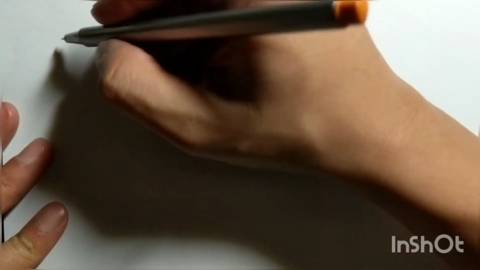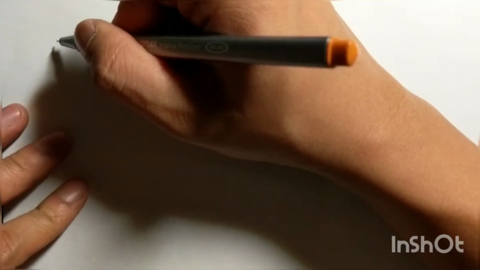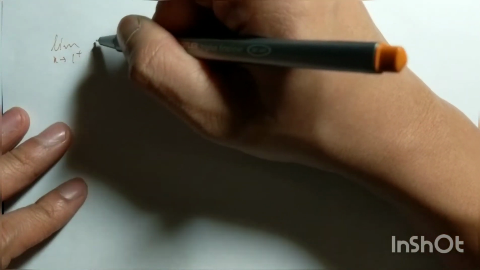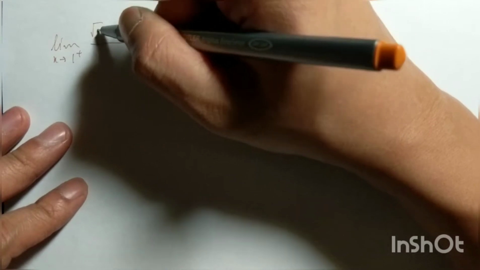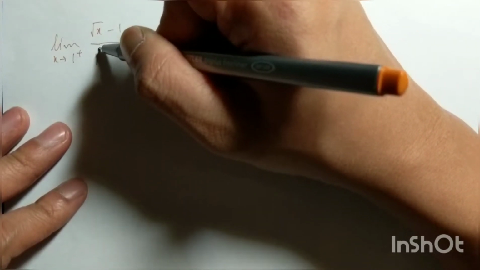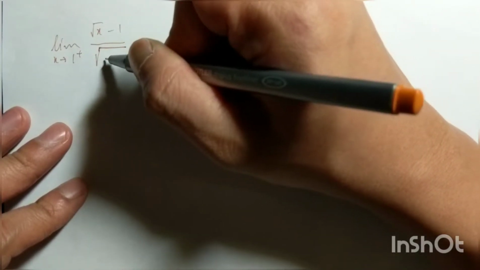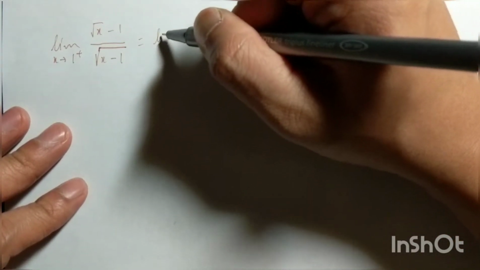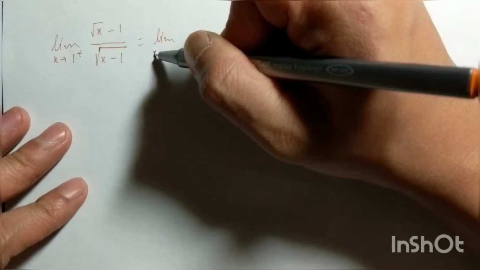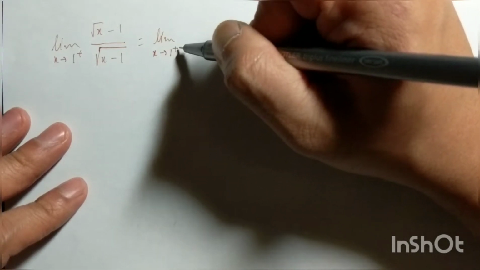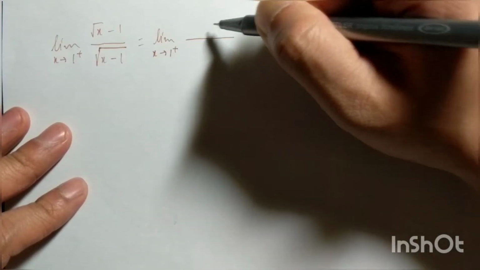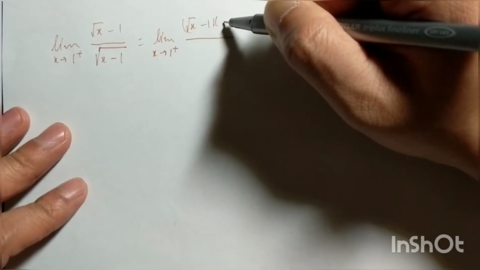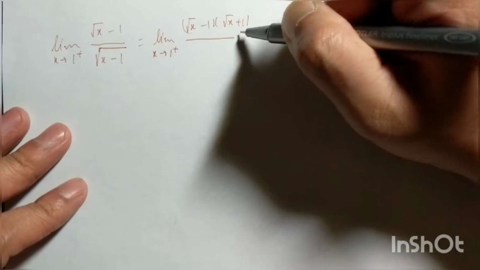Oh, hi, welcome back. Here I want to show you how to find the limit as x goes to 1 from the right of square root of x minus 1 divided by square root of the quantity x minus 1. Here you see the technique that we should use is multiplying with the conjugate. And the conjugate of square root of x minus 1 is square root of x plus 1.